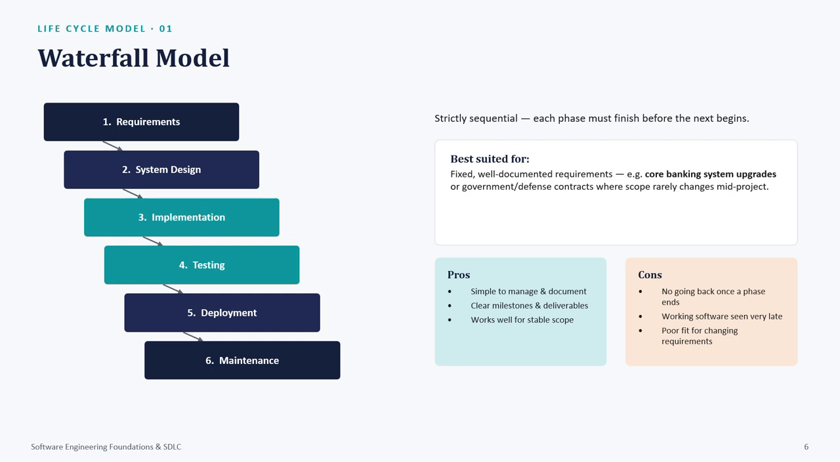Pros and cons. Simple to manage and document. Second one is clear milestones and deliverables. Third one is works well for stable scope. What are the cons of this waterfall model? No going back once a phase ends. Second one is working software seen very late. Third one is poor fit for changing requirements.